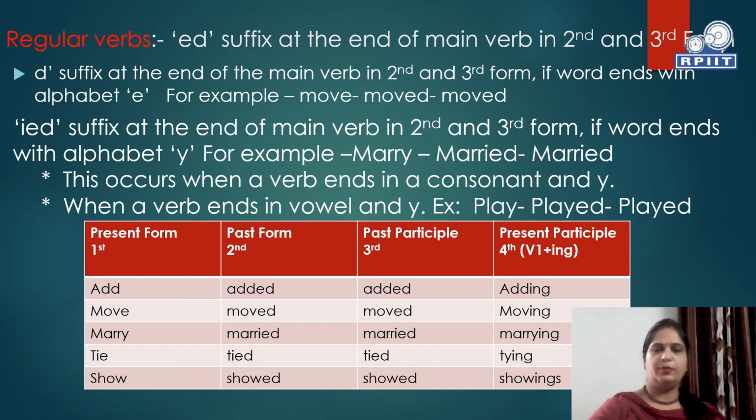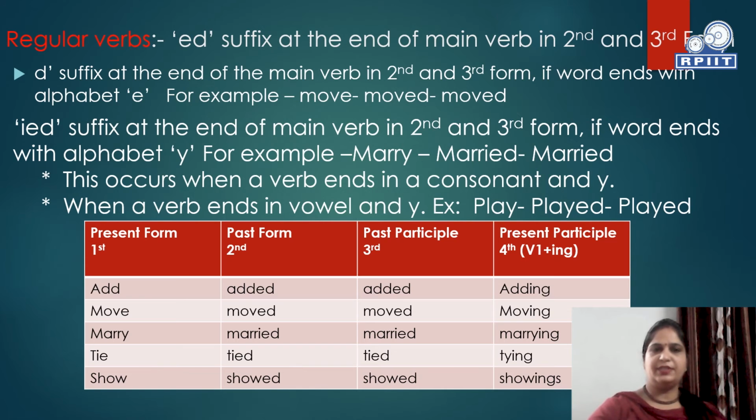Now we will talk about regular verbs. Ed suffix at the end of main verb in second and third form. Example, add, added, added. We simply add the ed suffix to second and third form. D suffix at the end of the main verb in second and third form if the word ends with alphabet E. If the word is ending with E, we simply add D to the main verb. Example will be move, moved, moved.